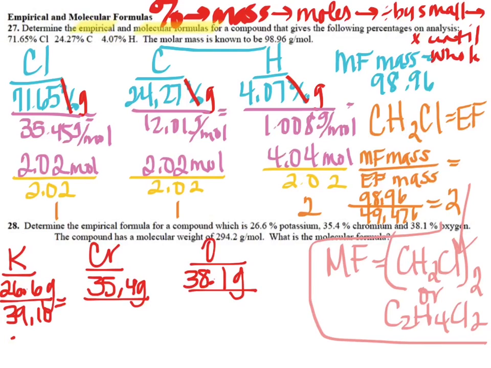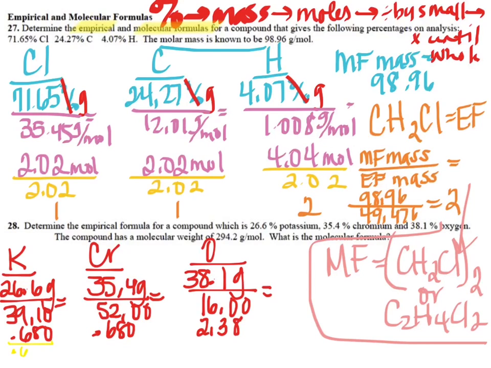And that gives me 0.680. Chromium gets divided by 52.00, and that gets me 0.680. And oxygen gets divided by 16.00, and that is 2.38. The next step is everybody gets divided by the smallest. So everybody's getting divided by 0.680. And we should get 1, 1, and 3.5.